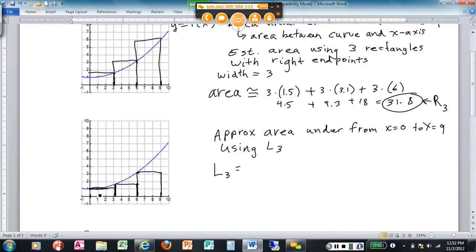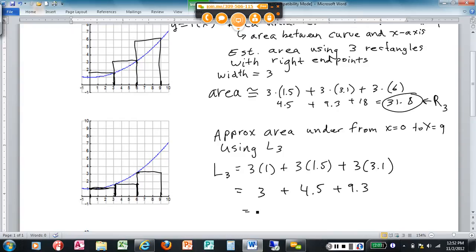So what does that give me? Well, it gives me a 3 by 1 for the first one. A 3 by 1.5 for the second one, and then a 3 by 3.1, I think is what we had. It's a little above 3, so something like that. So L3 would be 3, 4.5, and 9.3. So that is also 16.8. Quite a bit of difference between L3 and R3, but you can see why.